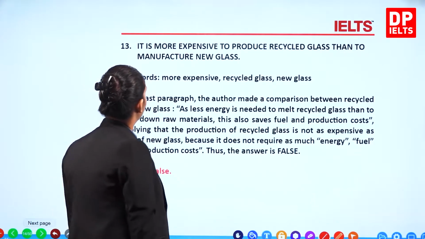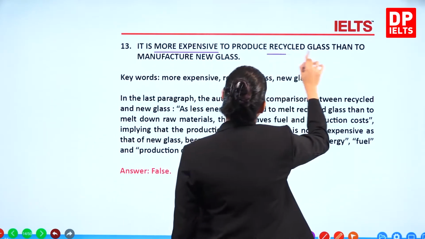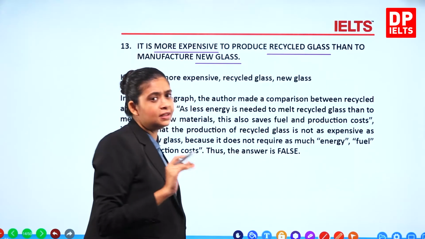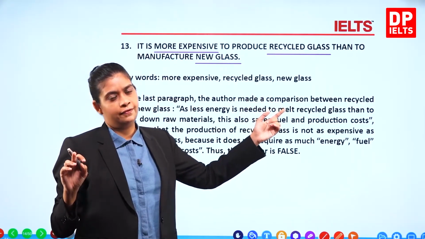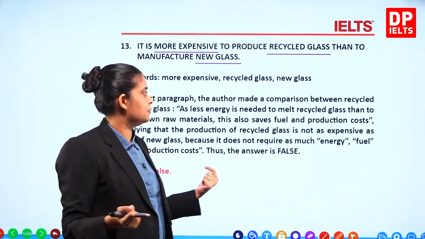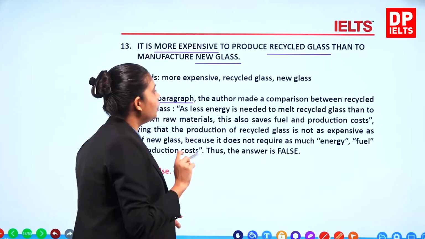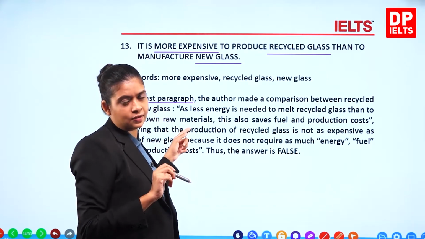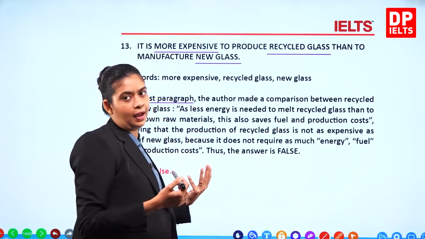Question number 13. It is more expensive to produce recycled glass than to manufacture new glass. So what does it tell you? It's more expensive to produce recycled glass than actually to manufacture new glass, right? Now, if you go to the last para, the author made a comparison between the recycled and the new glass. So there is a comparison. Let us read that and see what the comparison is talking about.